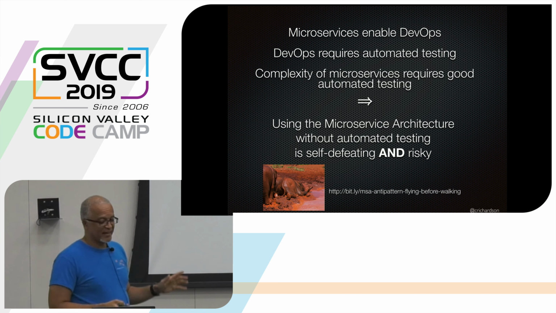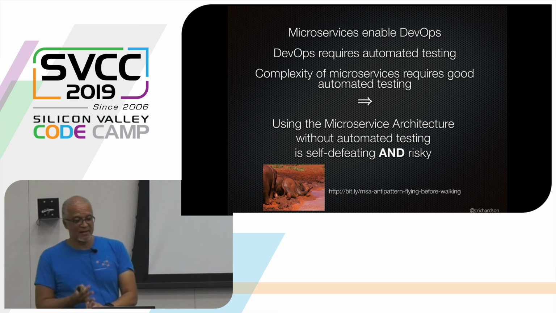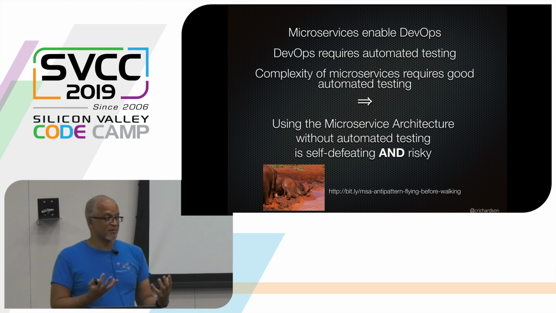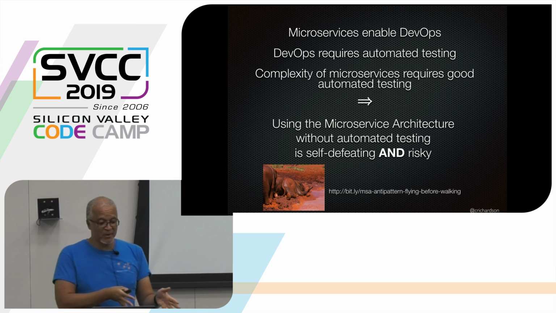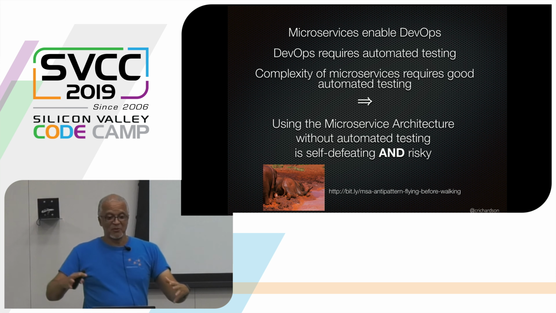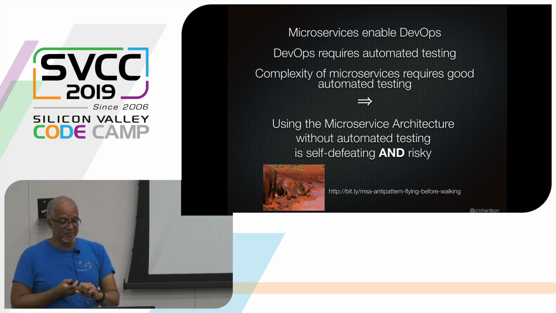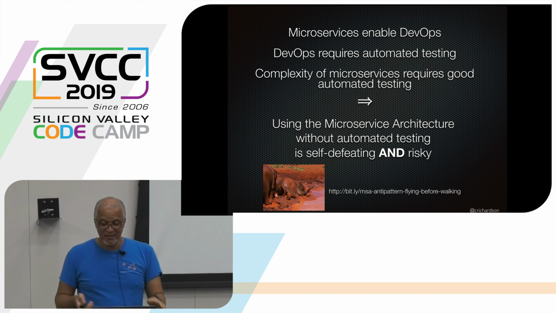But the interesting thing is that microservices is all about enabling DevOps. DevOps basically mandates automated testing. And also the inherent complexity of the microservice architecture requires automated testing as well. So trying to do microservices without automated testing is self-defeating and risky. And it's an anti-pattern I've observed at a lot of companies.